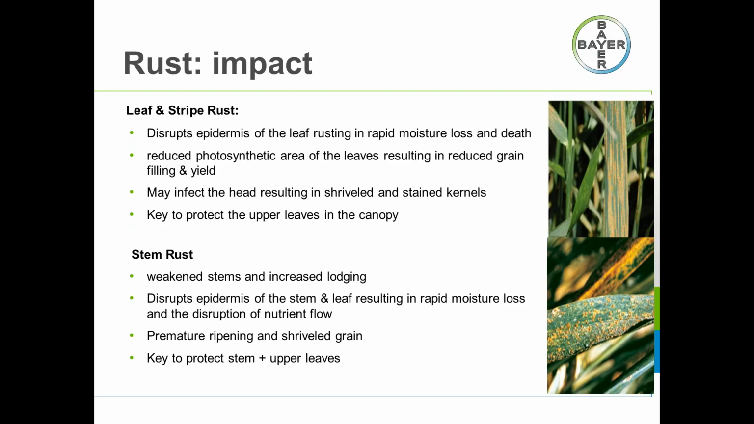Stem rust, as the name implies, weakens stems and will promote lodging. It can also disrupt the epidermis of the stem, resulting in moisture loss also, and then nutrients won't flow up to the head. This can result in premature ripening. You can see shriveled kernels. So again, the key is to protect the stem and the upper leaves.